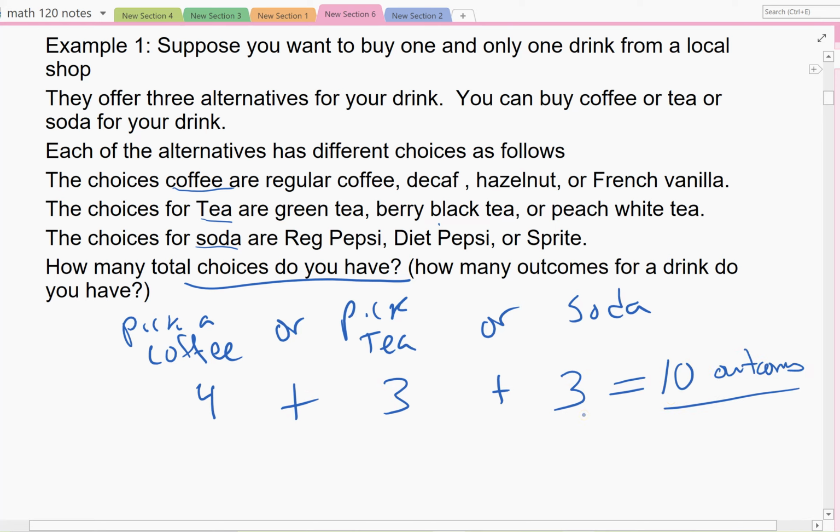All right, so if I'm randomly choosing a drink, I have 10 possibilities when I walk out. Right? And they are disjoint sets, right? Coffee and tea and soda are different choices. They're disjoint. They don't have any overlap. There's no coffee that's also a tea at this particular store.